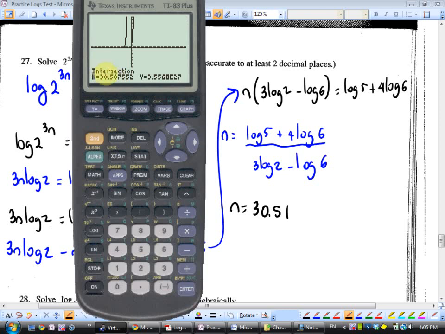When x equals 30.5, they cross at 3.55. Oh, no. Sorry. They cross at 3.55 times 10 to the 27th. That's a pretty big y value. They're crossing in the millions, trillions, quadrillions, quintillions, heptillions. I think in the octillions.